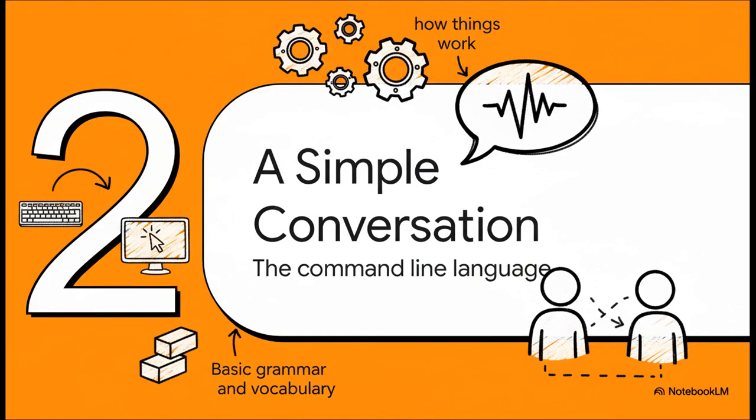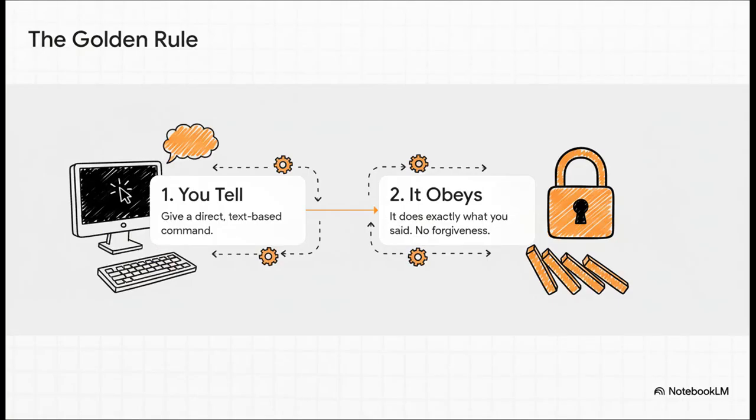Okay, so if it's a conversation, how does it actually work? Let's break down the basic grammar, the vocabulary you need to get started. This is the number one rule of the command line. It is incredibly, almost painfully literal. You type a command, and it does exactly what you wrote. There's no, hey, did you mean, or any kind of autocorrect. Now, this means you have to be precise, but it also means it's 100% predictable. It's going to do what you tell it to every single time.